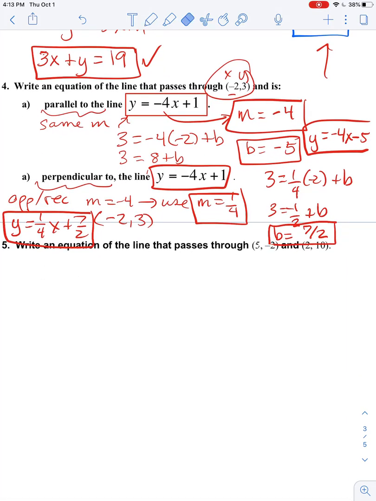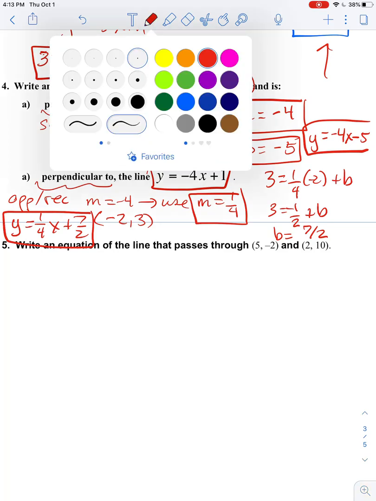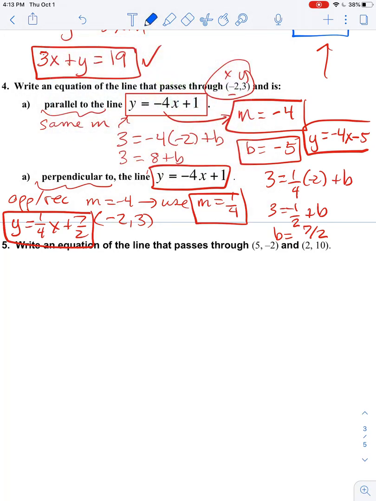Sure wish I remembered how I got this lovely little box up here. I know that's a feature in Notability. I'll have to watch the video again. I'm going to erase a little bit of this so that you can see what I'm doing.